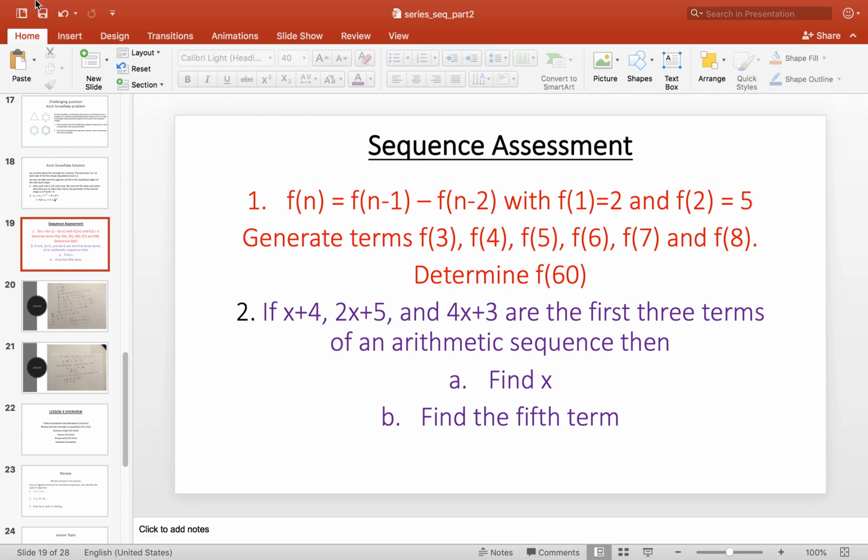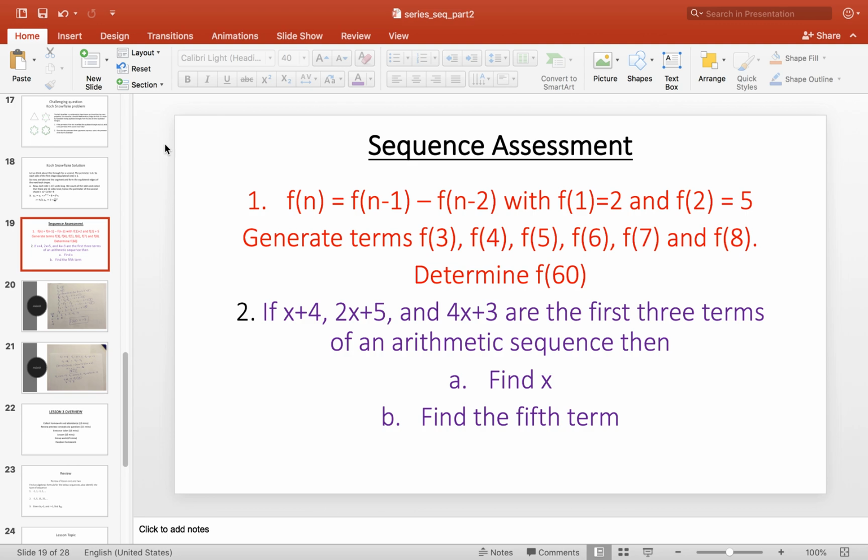And f of 2 equals 5. Generate terms for f of 3, f of 4, f of 5, 6, 7, 8, and then find f of 60. So that's question 1. Question 2 says, if x plus 4, 2x plus 5, and 4x plus 3 are the first three terms of an arithmetic sequence, then find x as the first question. Second question, find the fifth term.